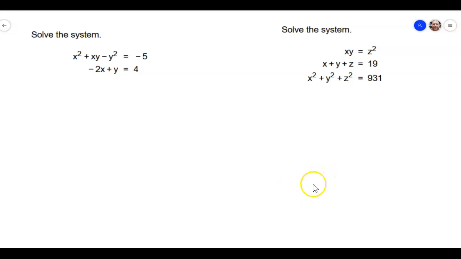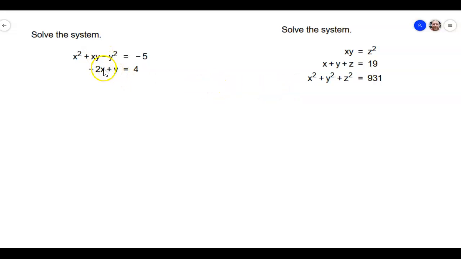Hi everybody, this is Mr. Beckstrom, and I wanted to take a look at a couple of the problems from the homework that I had some questions about. So here are a couple of systems of equations where we want to solve for the x's and y's in one and the x's, y's, and z's in the other.